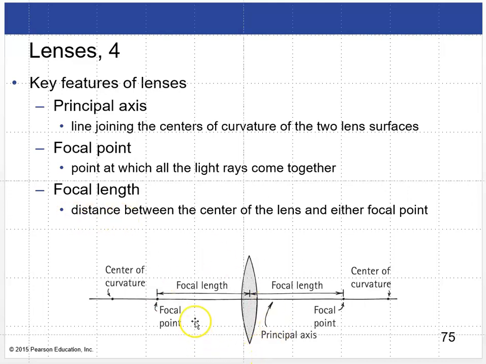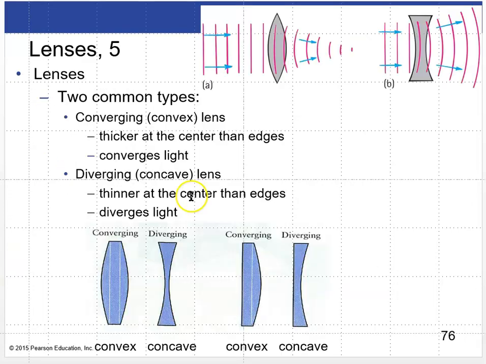The focal length is the distance between the center of the lens and either focal point. And in most lenses, especially thin lenses, the 2 f's are the same on either side. There are 2 common types of lens. One is a convex or converging lens, and it is thicker at the center than it is at the edges. And it converges light, which is, of course, why they call it that. If you have parallel incoming light, the light gets bent and comes to a common point called the focus. And that'll be a distance f from the lens.